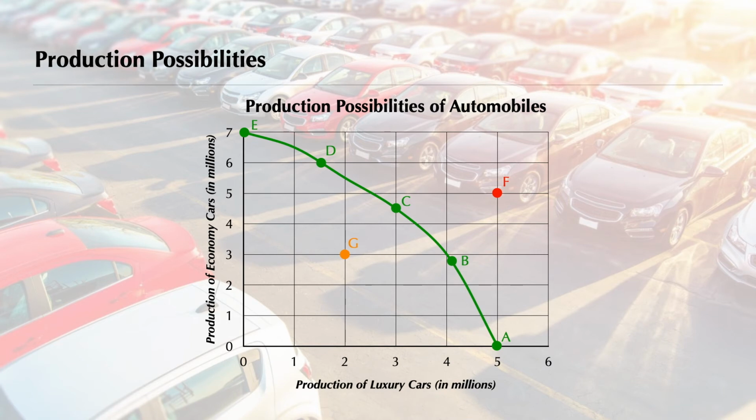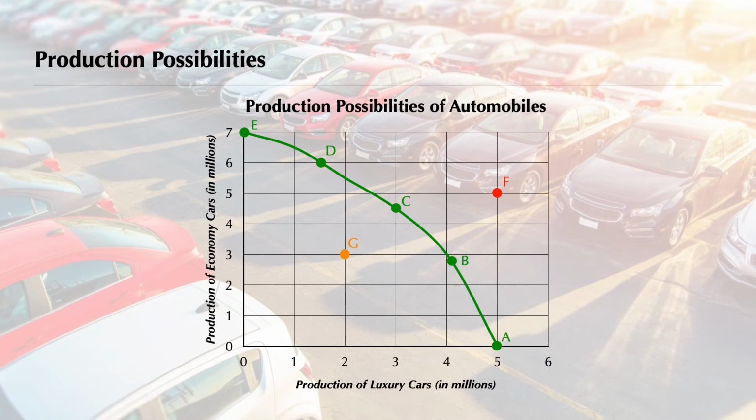At point A, all resources are devoted to the production of luxury cars. Point E represents the other extreme. All resources are devoted to the production of economy cars. In these two extreme cases, points A and E, the opportunity cost of producing one class of cars is the entire production capacity of the other class of cars.